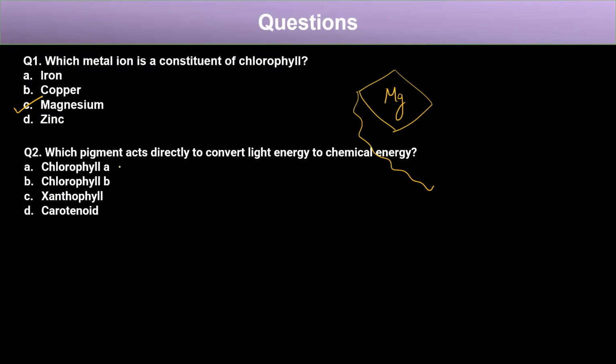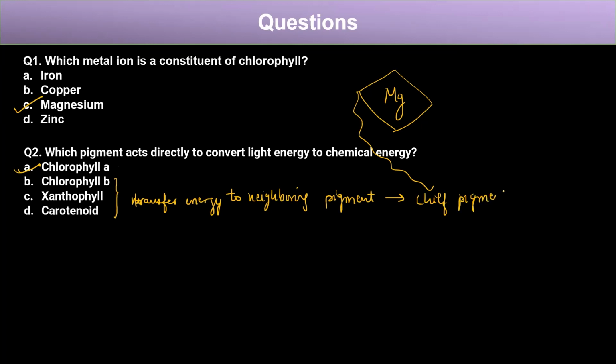Now the second question is, which pigment acts directly to convert light energy to chemical energy? If you remember, we talked about two things, a reaction center and the antenna. Antenna were the accessory pigments and the reaction center consists of the chief pigment. And the chief pigment was what? Chlorophyll A, right? Because these antenna cannot convert the light energy directly into chemical energy. They simply transfer energy to neighboring pigments, and then ultimately to the chief pigment, and this chief pigment does the conversion. So chlorophyll A has the ability to convert light energy to chemical energy.